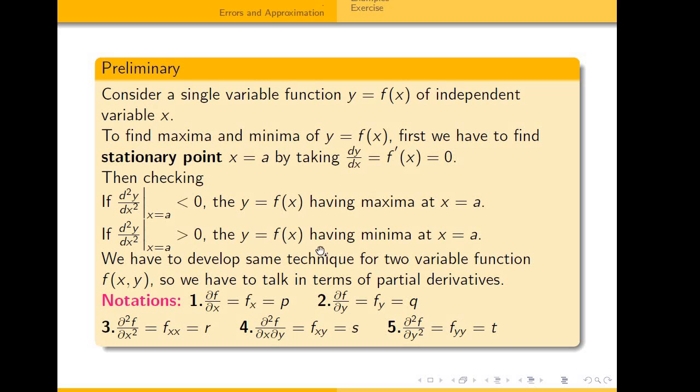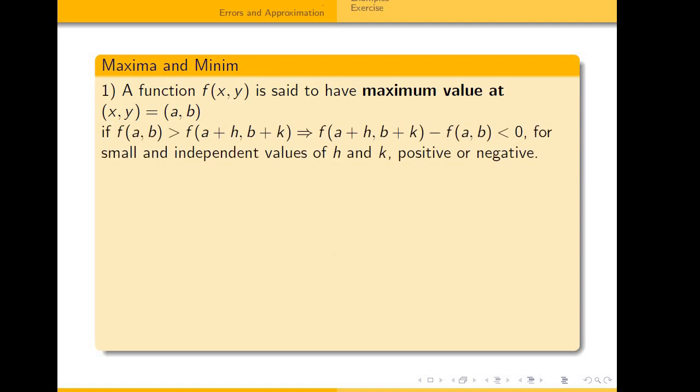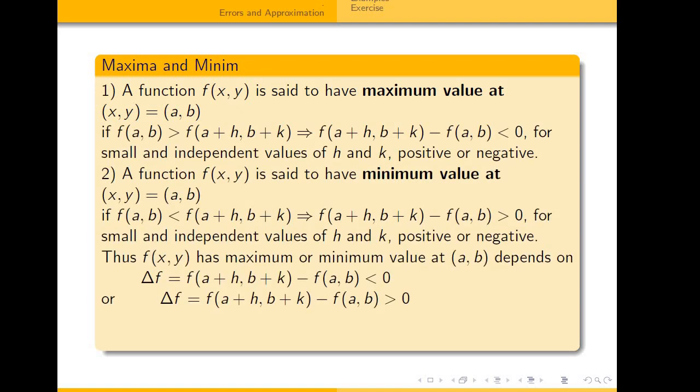But here, double derivative terms r, s, and t are all present, so in addition to this, we have to use r, s, and t, because all these terms are partial double derivatives. Surely one thing is that r greater than 0 gives minima, and r less than 0 gives maxima. In addition to this, some conditions are also there. We'll discuss these conditions. A proof also exists for how we get these conditions, but I am not going so deeply into this proof. If you are interested, you should go through it.